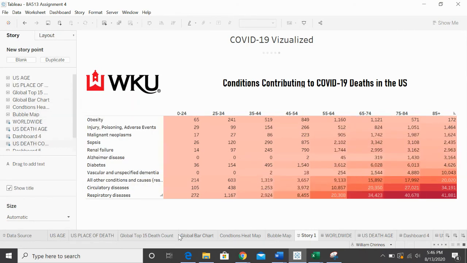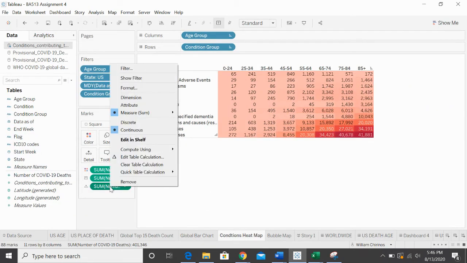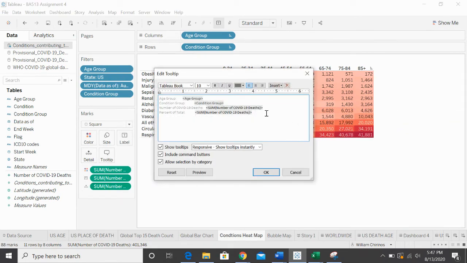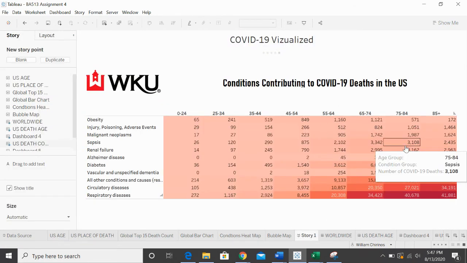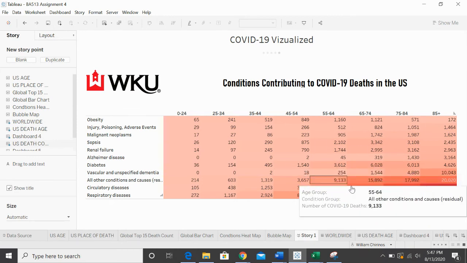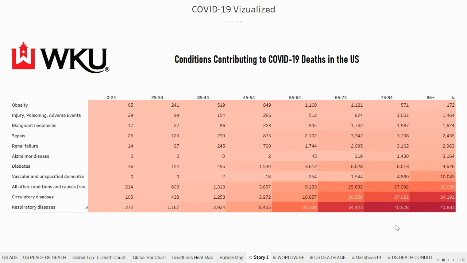We'll go to the heat map here, and we will click this clear table calculation, and then what we'll do is go into tooltip, and we will get rid of that percent of total, because that, for whatever reason, is not correct. So we'll go back to the story, and you can see the update is automatic. So it'll just give us the number. The percentage, unfortunately, we cannot quite figure out right now. But it doesn't matter, the rest of the numbers are still correct.